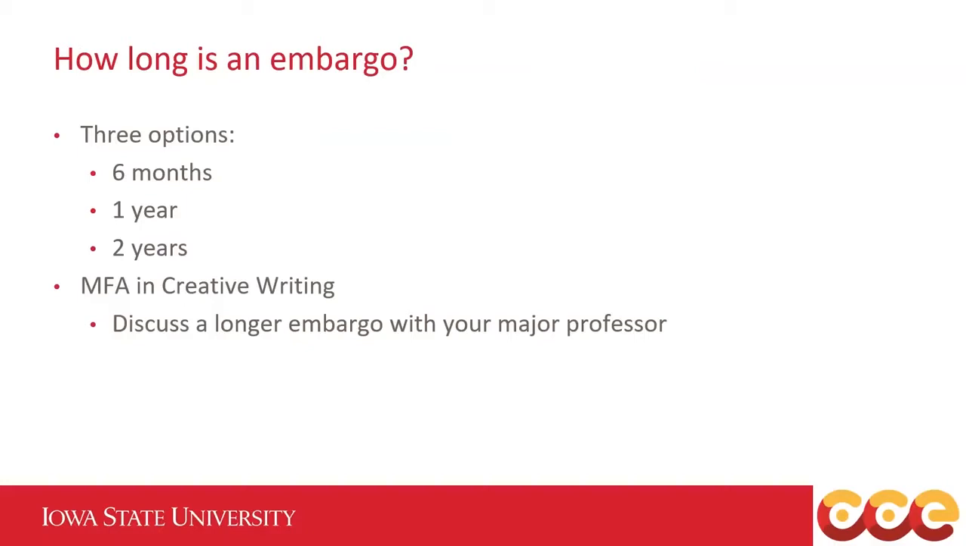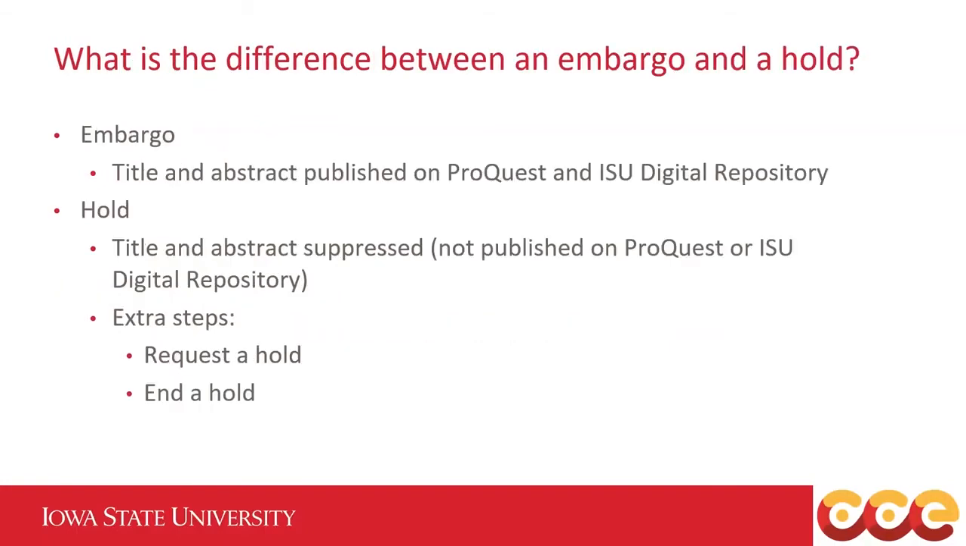How long is an embargo? There are 3 standard options for an embargo: 6 months, 1 year, or 2 years. If you're a graduate student pursuing an MFA in creative writing, please discuss with your major professor if you need a longer embargo. Visit the Graduate College website for more details.